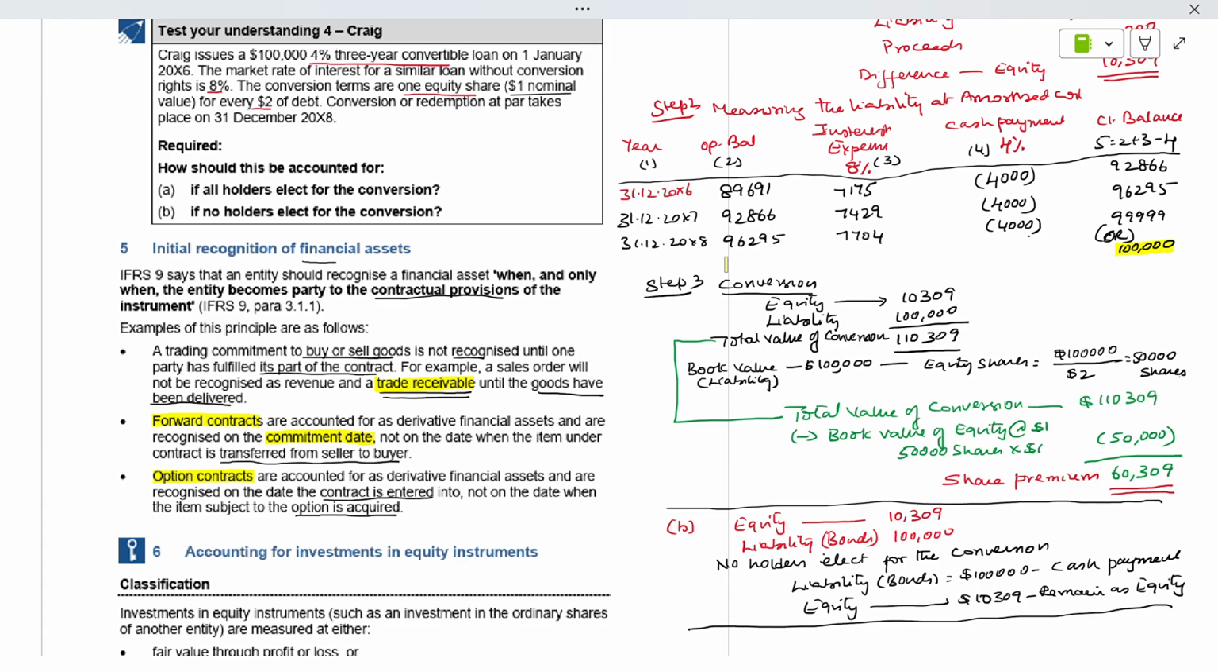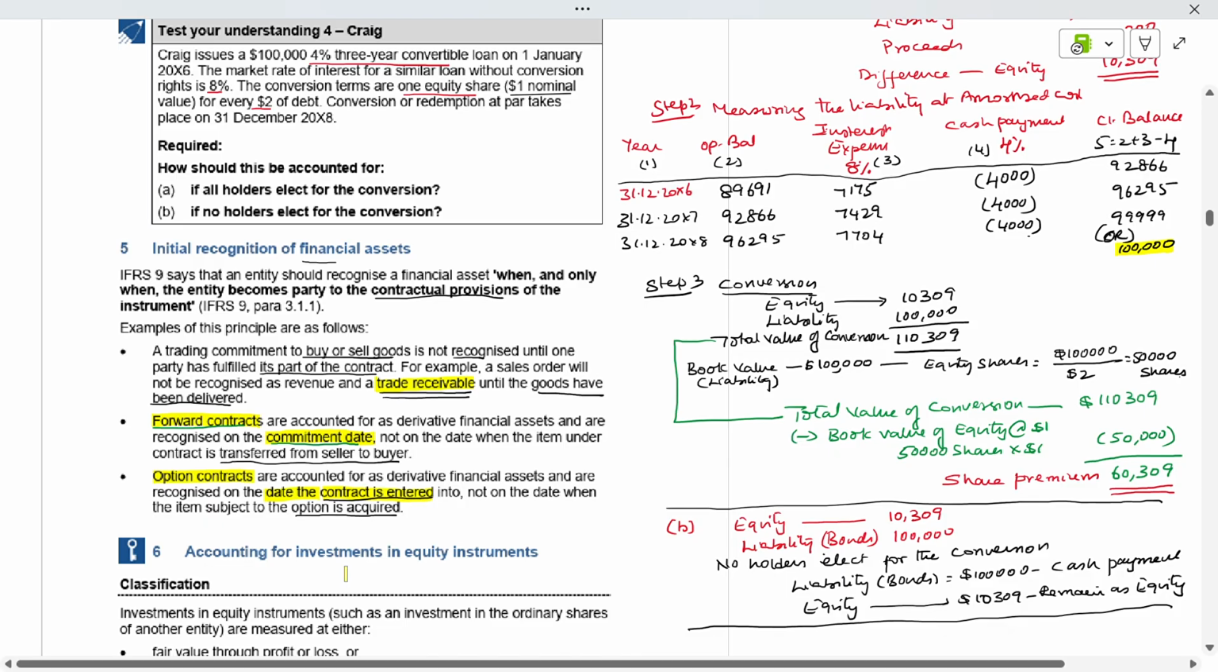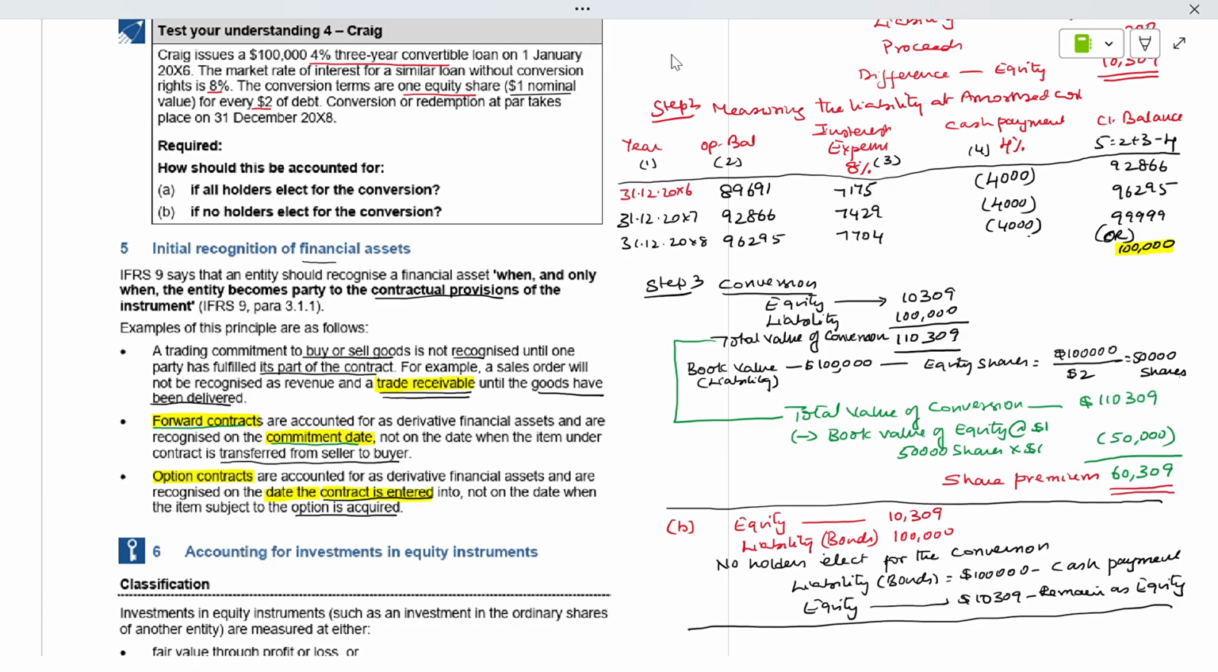Reporting process. This is what we are doing. We are talking in terms of the forward contract. It will be recognized on the commitment date. Option contract will be recognized when the contract is entered, on the date the contract is entered, when it is going to be effective. Are you clear about this?